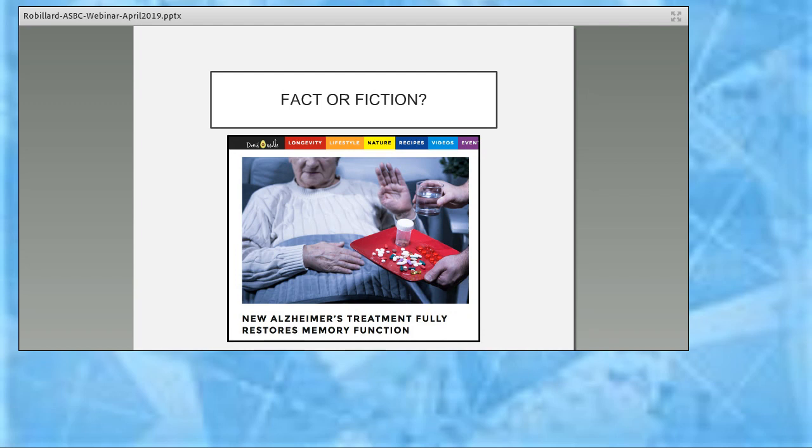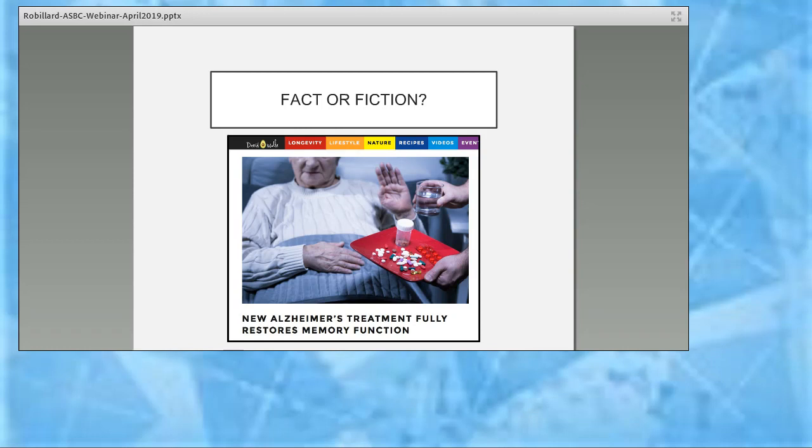The first example of a headline is this one, which reads, "New Alzheimer's treatment fully restores memory function." This is a headline that was published on a website called David Avocado Wolf. And in this article, they claim that there's a new treatment, as you can see from the headline. I'm afraid to tell you this is fictional. This is a true headline in the news, but it's unfortunately not true that there is a new Alzheimer's treatment.